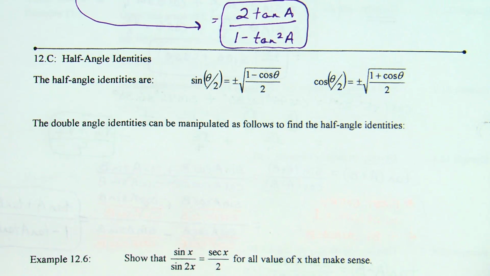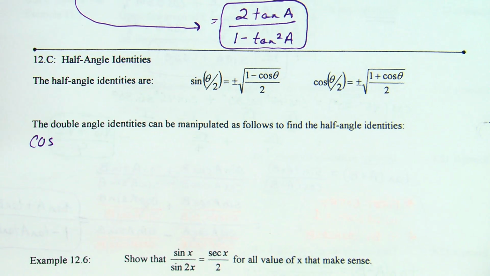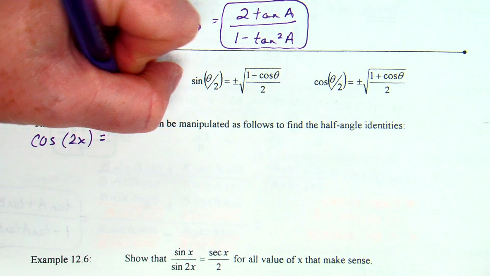We'll start by trying to find the half angle sine identity. In order to do that, we're going to use the double angle cosine identity that involves sine. So the double angle cosine identity, cosine of 2x, and the one that involves sine is 1 minus sine squared x. If we're trying to manipulate this and get it to be sine of theta over 2, we're going to start off by solving this equation for sine.